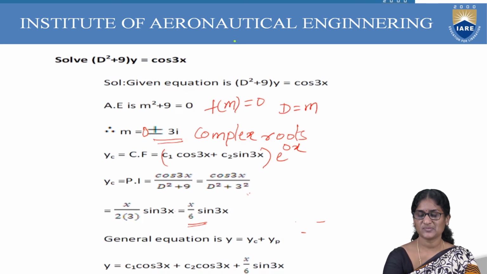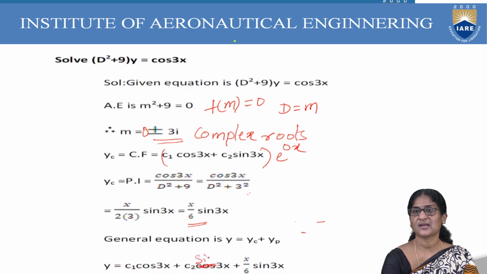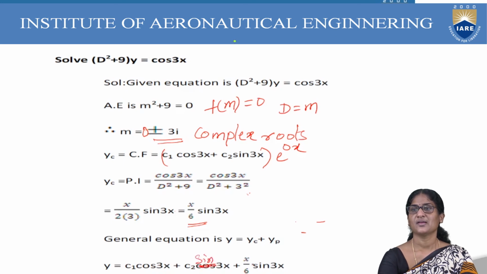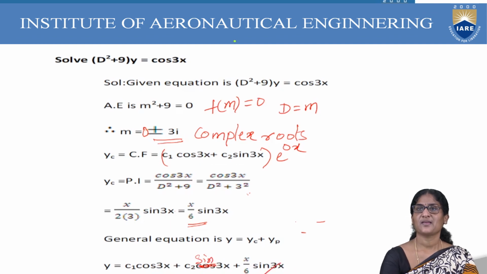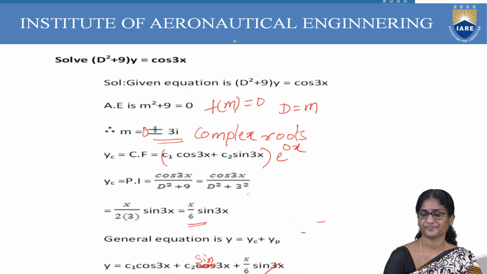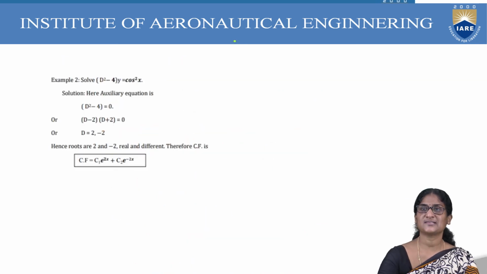C1 cos 3x plus C2 sin 3x, plus x by 2 sin 3x, is the solution for the given differential equation. Now let's move to the next example.